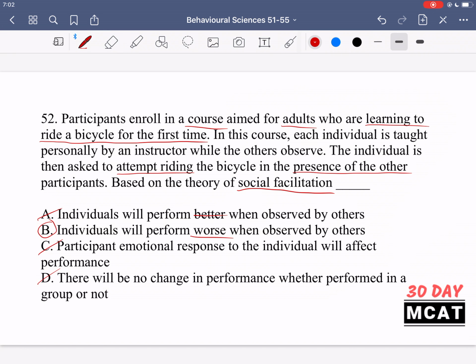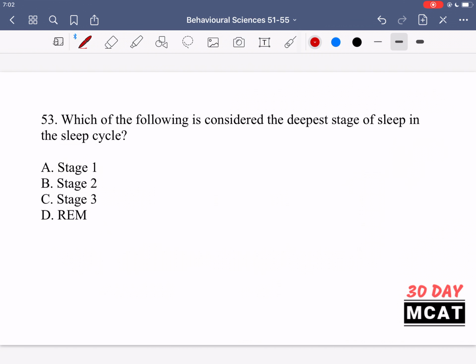And finally, option D, there will be no change in performance. That's incorrect. Question 53 is asking us which of the following is considered the deepest stage of sleep in the sleep cycle. So the order of the sleep cycle is what's shown here. It goes from stage 1 to 2 and then 3 and then REM sleep. But in terms of the deepest stage, REM sleep actually comes before stage 1. It's kind of in between stage 1 and awakening. And in terms of the deepest stage, that would be option C, stage 3. So 1 and 2 are more light sleep. Stage 3 is deep sleep.